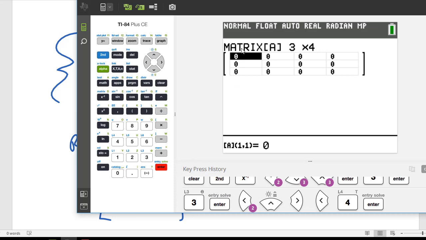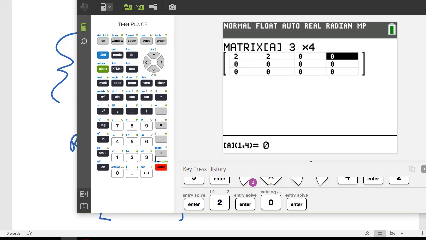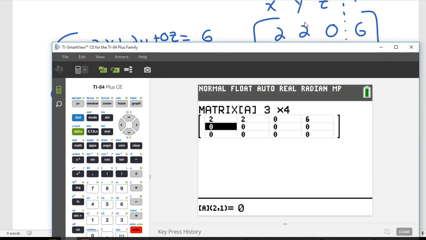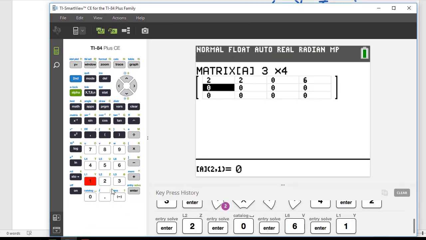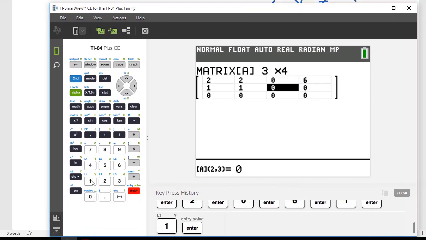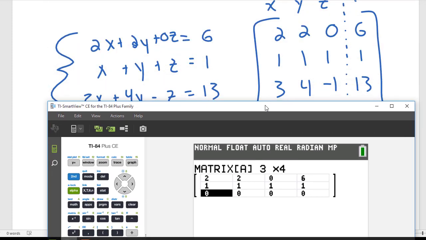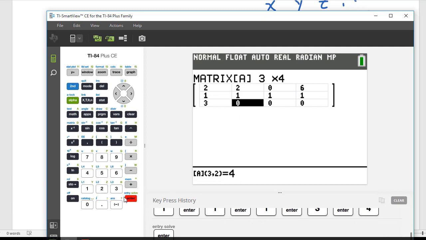That first equation was 2, enter, 2, enter, 0, and 6. That was my first row. If I look back at my board here, there's that first row, 2, 2, 0, 6. My second row is 1, 1, 1, 1. So let's type 1, 1, 1, and 1. And then my last row was 3, 4, negative 1, and 13. So 3, 4, negative 1, and 13.